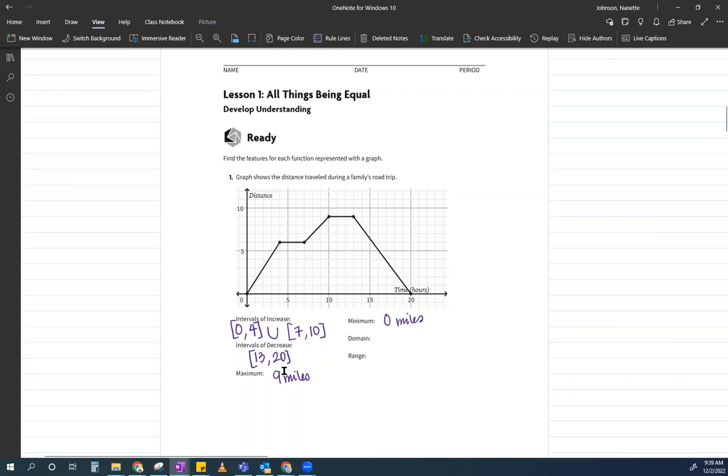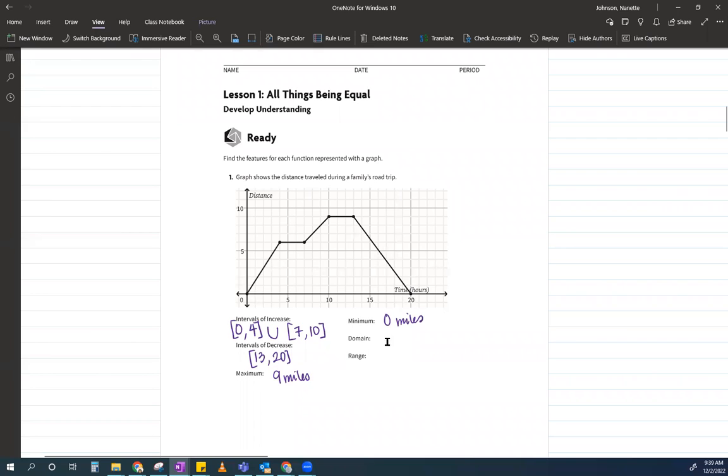Okay. And the little square brackets, don't worry about those. Just know that we're saying from here to here. From 13 hours to 20 hours, our graph was decreasing. Okay. Domain means all the X values that we are using. All the X values that you see being used. So that's literally from 0 all the way to 20.